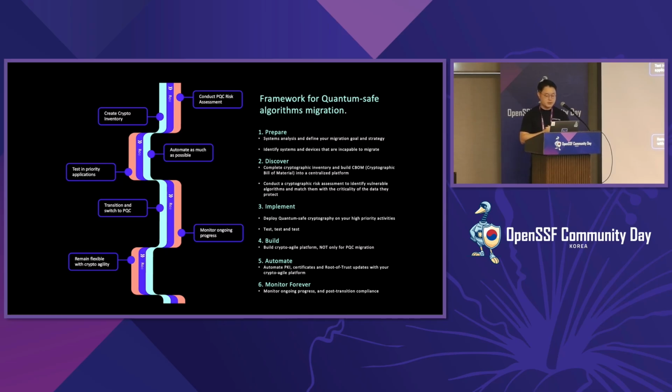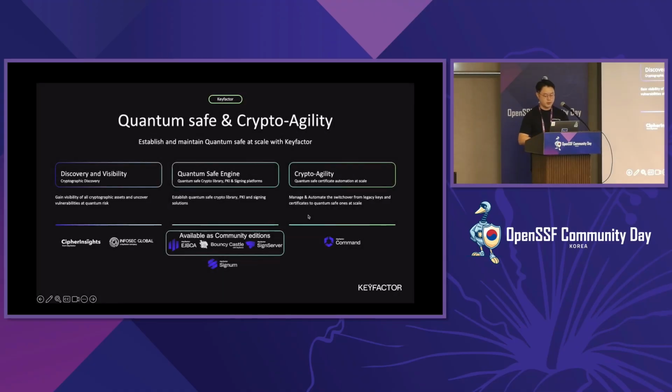And the fourth phase is to build crypto agility. This, of course, is to prepare for number 5, to be able to automate a massive scale of migration of all the keys, certificates, and root of trust, using a platform. And also we want to do continuous monitoring, making sure we are staying compliant and also ensuring the security perspective.